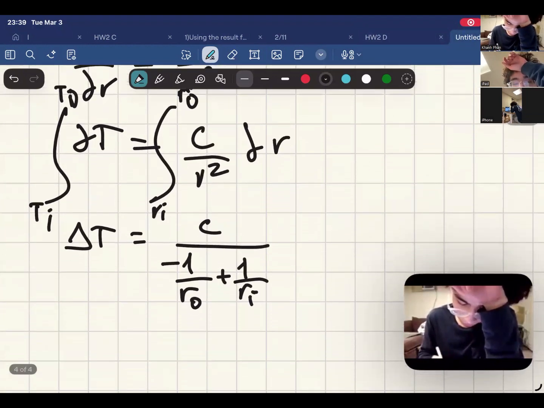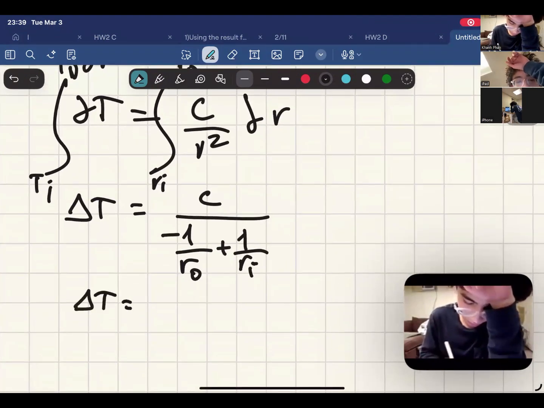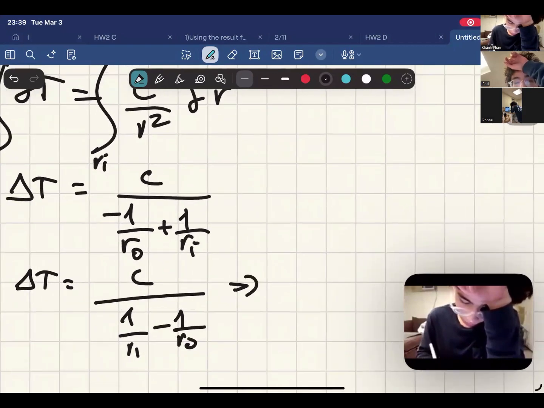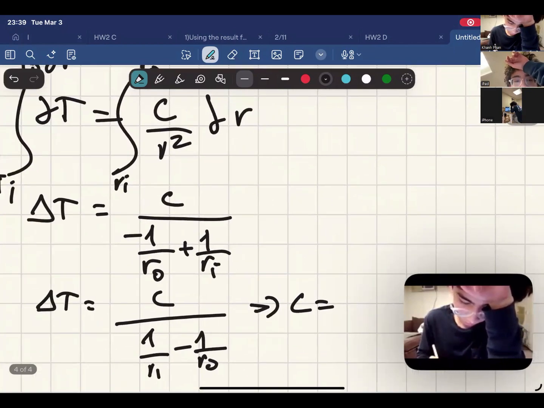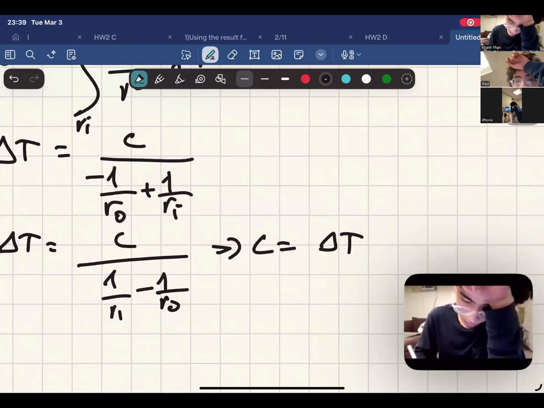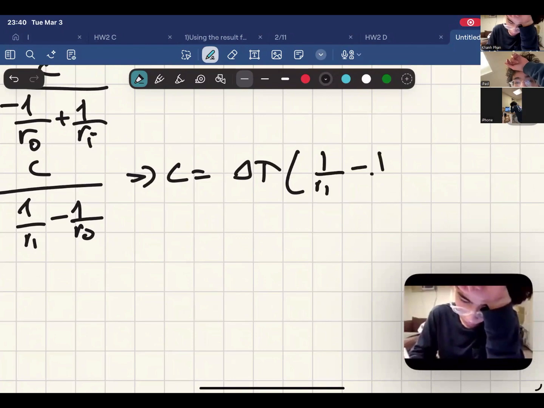Yeah, so that's the derivative that we just found. I'm just gonna rewrite this like this: 1 over Ri minus 1 over Ro. So C is equal to delta T times 1 over Ri minus 1 over Ro.